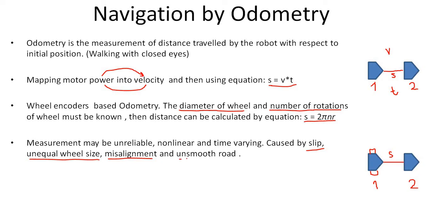Finally, we have an issue with the road, which is realistic. The roads are not perfect. There are also some ups and downs where the wheels can slip or they can get stuck. So all these factors cause errors in the odometry and make the measurement unreliable.